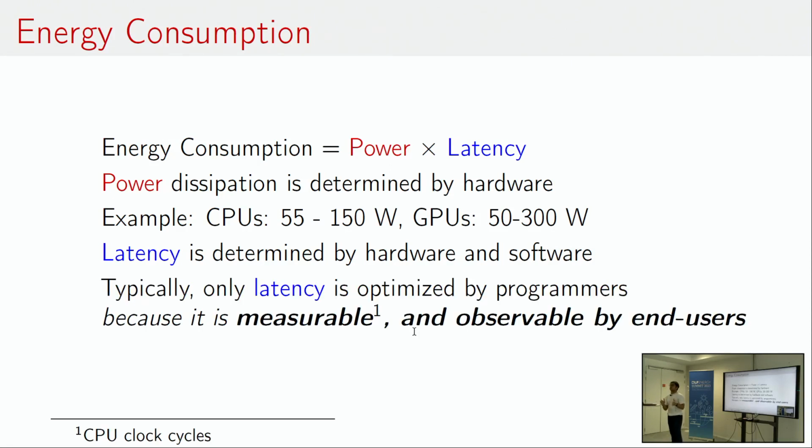Typically, programmers care about latency. And why do they care about latency? Because there's this very famous adage: you can only improve what you can measure. Because the programmers can measure latency via CPU clock cycles, they typically tend to optimize for latency. And it's a significant factor in the user experience as well. And because energy consumption information is simply not measurable, people don't know how to optimize it. And that is the problem that I'm trying to solve.